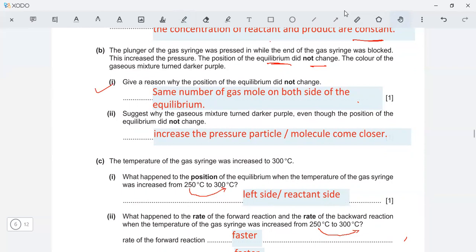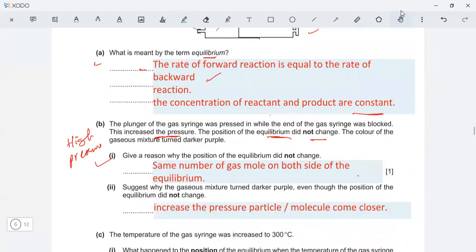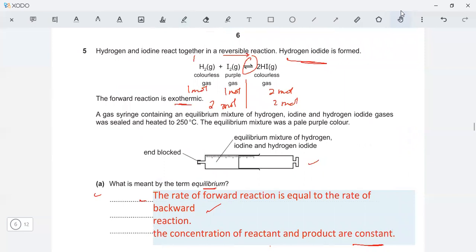So in this activity, they're talking about high pressure. Increased pressure means high pressure. Make sure that here they're asking what is the reason the position of equilibrium did not change. The answer will be same number of moles of gas on both sides of the equilibrium. Look at this chemical reaction here. We have 1 mole of hydrogen, colorless gas, and 1 mole of iodine react to form 2 moles of hydrogen iodide. So 1 mole plus 1 mole is 2 moles on the reactant side. On the product side, there will be 2 moles as well. Same number of moles on the reactant side and product side.